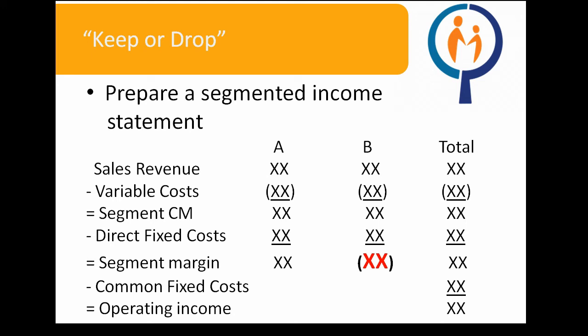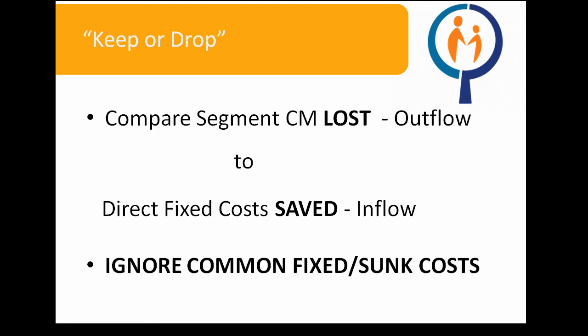This usually identifies a product or segment with a negative segment margin. These are the segments or product lines that you'll want to consider dropping from your operations. To determine whether it is worthwhile to drop a product line, compare the segment contribution margin, not the segment margin, to the direct fixed cost saved. Any segment contribution margin lost results in an outflow of cash, and any fixed costs saved result in an inflow of cash. Remember to ignore all common fixed costs and sunk costs. These cannot be recovered by dropping a segment.